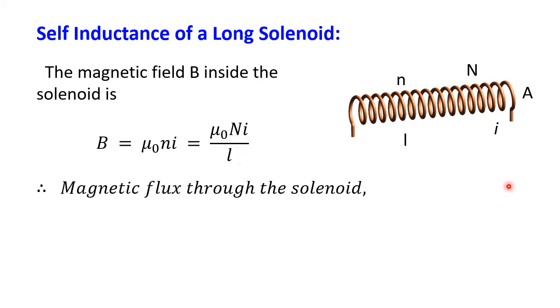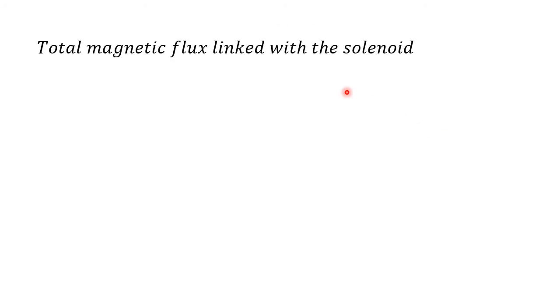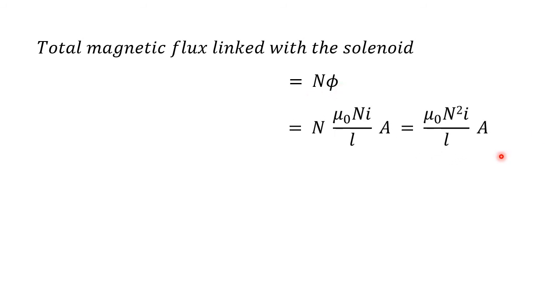Now if you know the magnetic field, we can express the magnetic flux through the solenoid: phi equals B into A, according to the definition. Instead of B we can write mu naught N I by L, so the flux phi equals mu naught N I by L into A. Now the total magnetic flux linked with the solenoid: for one turn the flux is phi, so if there are N turns, it is N into phi. We already discussed that in Faraday's law also. So N into the flux, that is mu naught N I by L into A, N into N, so N square: mu naught N square I by L into A.